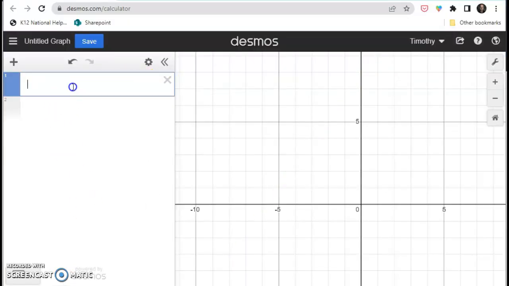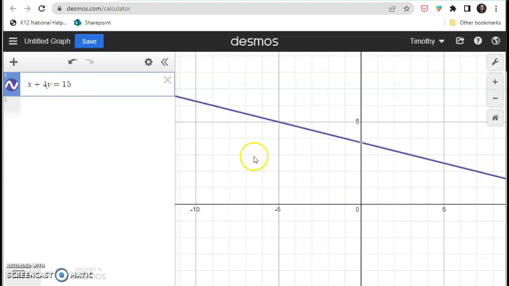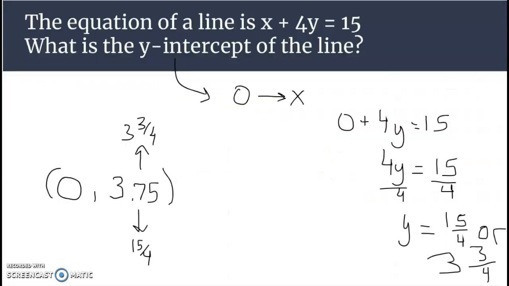I'll just exit out, make a new equation, x plus 4y equals 15. And there it is, graphed it instantly. Here's the y-intercept where it crosses the y-axis, and there's that point that we got, 0, 3.75.